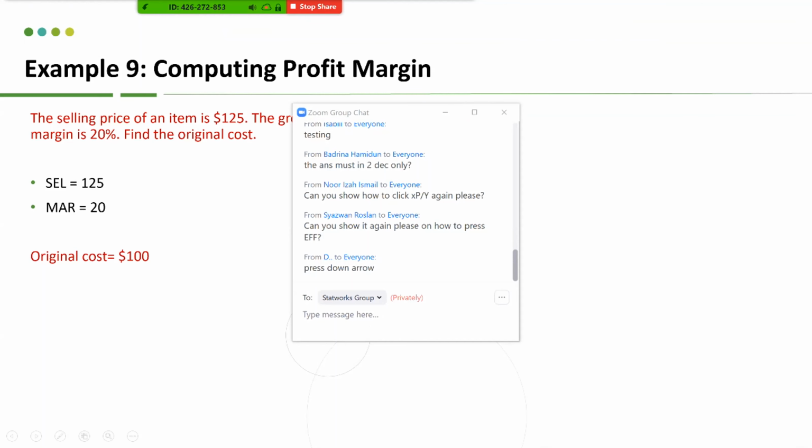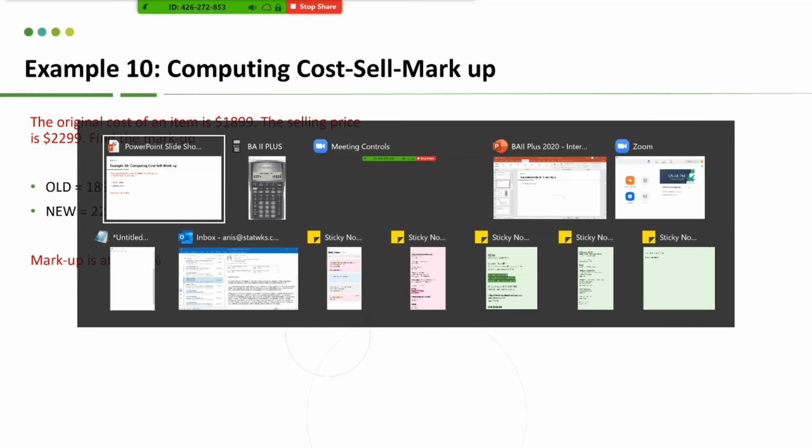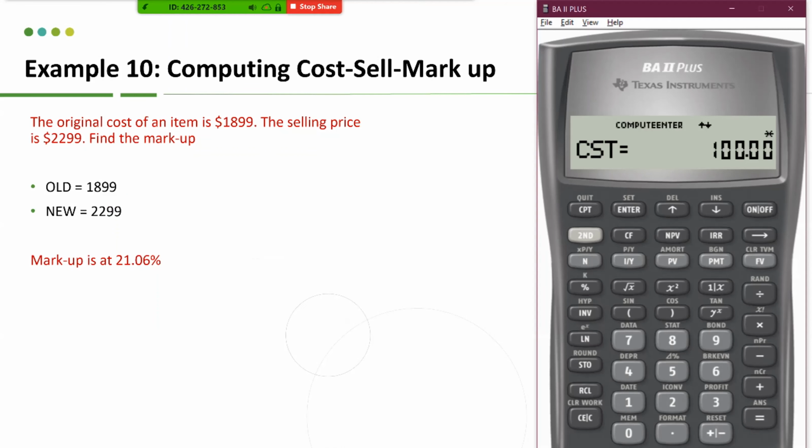Right, so the next question is to compute cost, sell, and markup. For this question, you are going to use the percent change or compound interest worksheet. It is at button number 5. So you press second number 5 button. You can start by clearing your worksheet first.